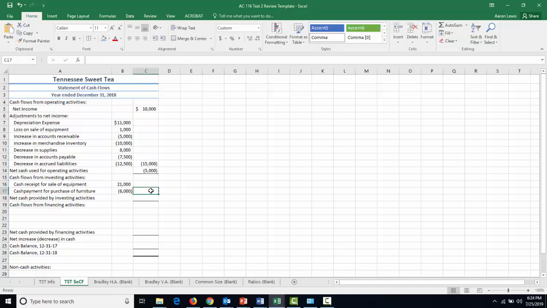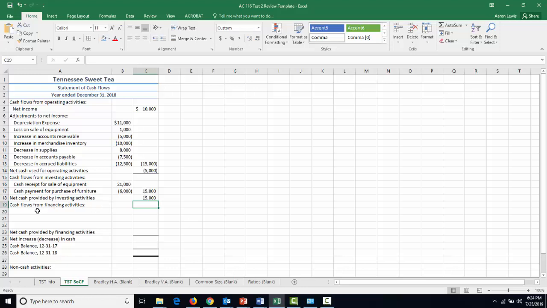Since those are our only two transactions, our subtotal is going to simply be equal to our cash receipt from the sale of equipment plus our cash payment for the purchase of furniture. And we get a subtotal of $15,000. Put a space in there. So now we have to find out our net cash provided by investing activities, and that is simply going to be equal to this same subtotal.